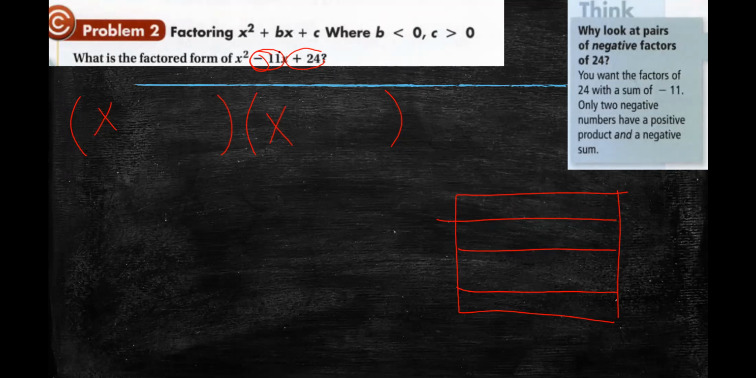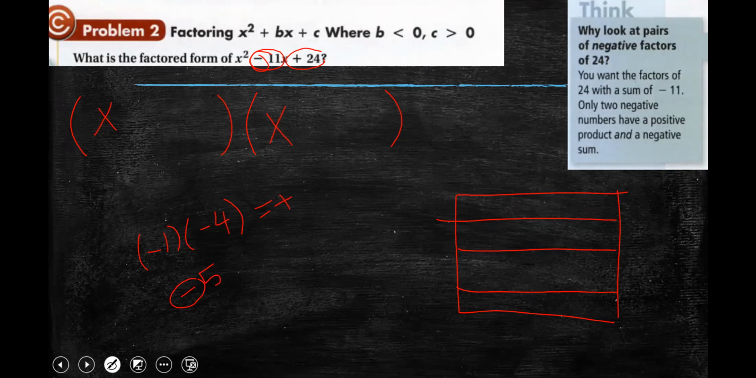In this case, if you have these two negative numbers and you multiply them, what will the sign be? Positive. And if you add them? Negative. So here, this is the idea.